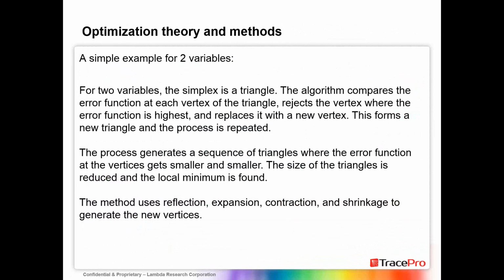So let's look at a simple example for 2 variables. For 2 variables, the simplex is a triangle. The algorithm compares the error function at each vertex of the triangle, rejects the vertex where the error function is highest, and replaces it with a new vertex.